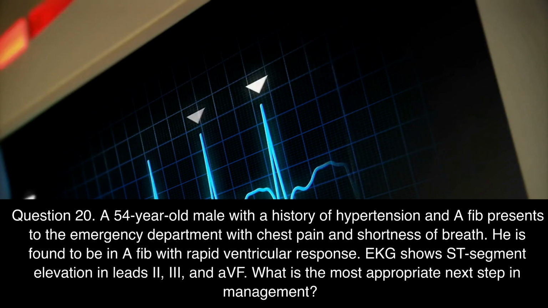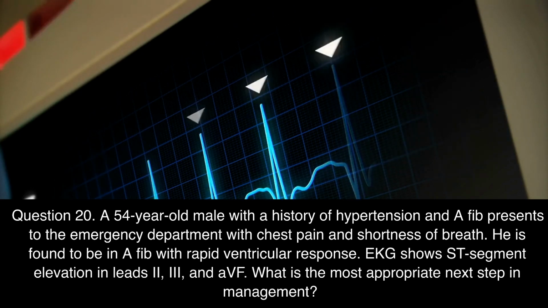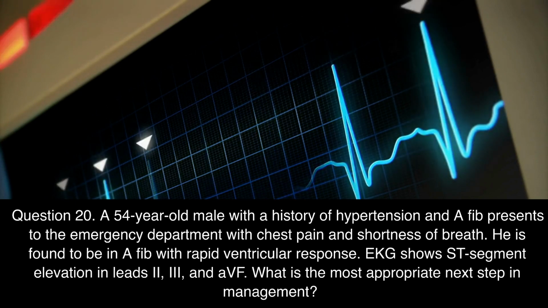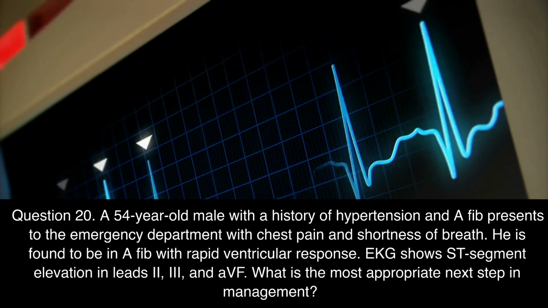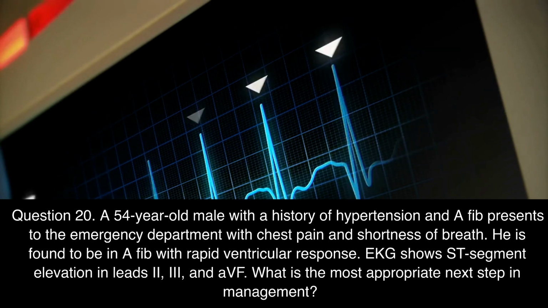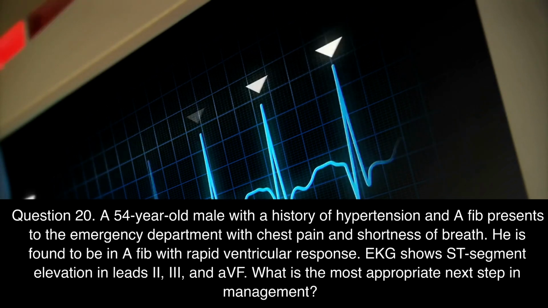Question 20. A 54-year-old male with a history of hypertension and AFib presents to the emergency department with chest pain and shortness of breath. He is found to be in AFib with rapid ventricular response. EKG shows ST segment elevation in leads 2, 3, and AVF. What is the most appropriate next step in management?